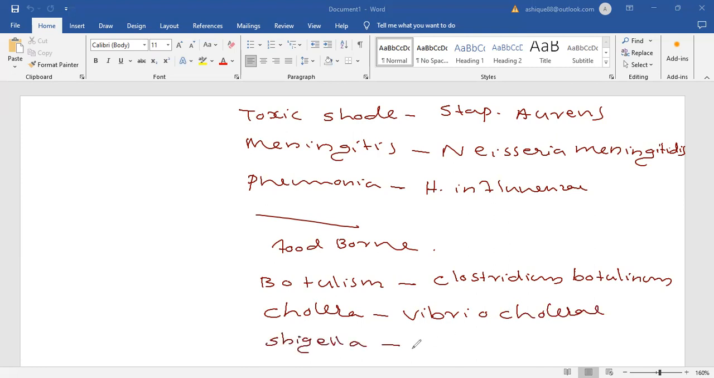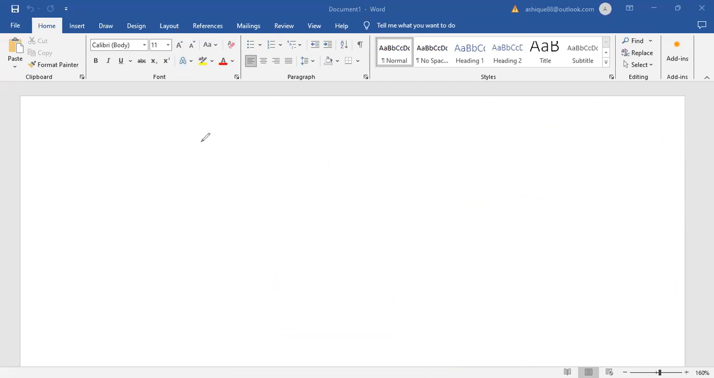Shigellosis is caused by Shigella. Traveler's diarrhea is caused by E. coli. Now some of the bacterial diseases are over, foodborne diseases are over, and we can look into some of the protozoan diseases.